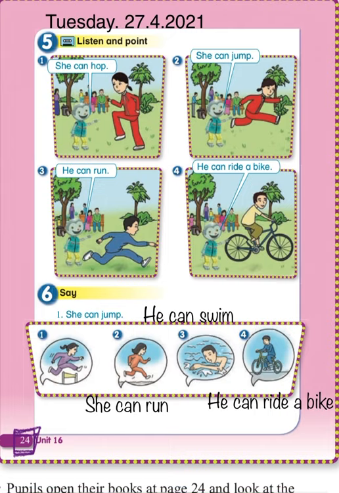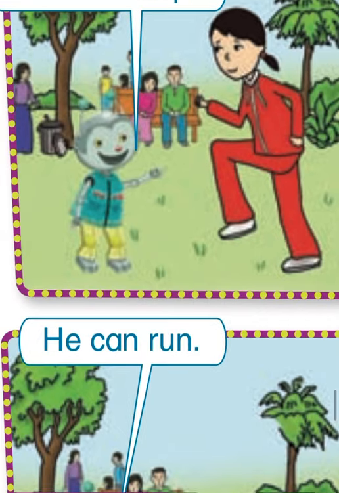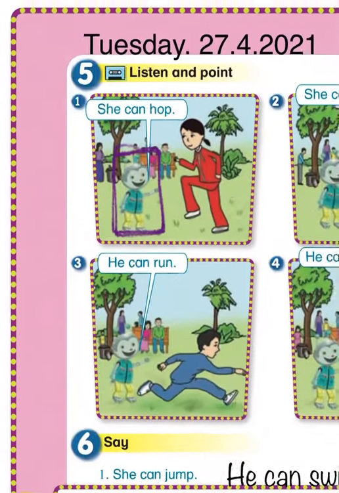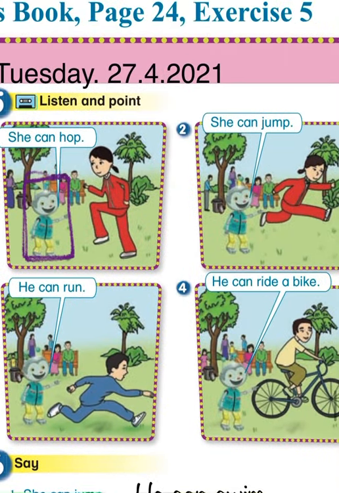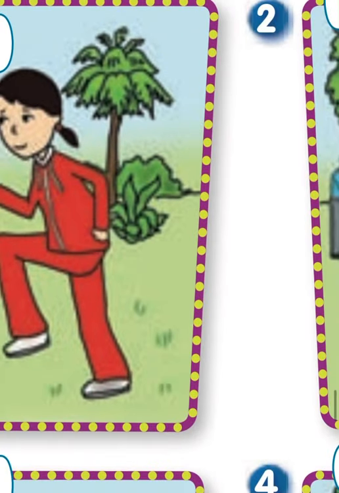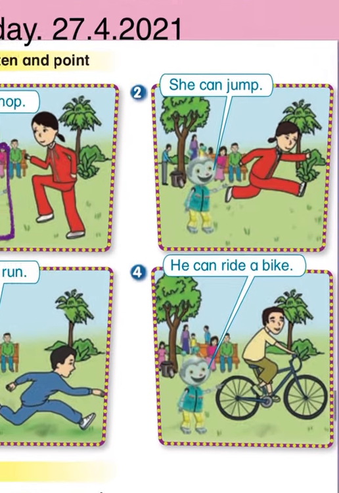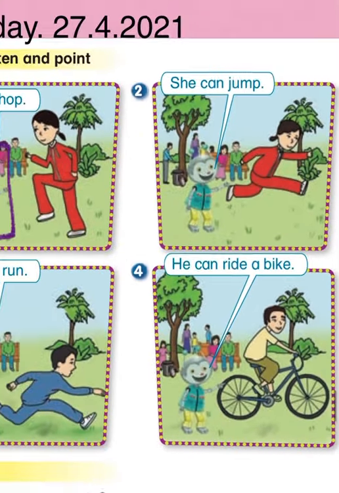Okay, look at exercise number 5. We have 4 pictures. And who can tell me who's this? It's robot. Excellent. Robot is telling us about this girl and about these two boys.